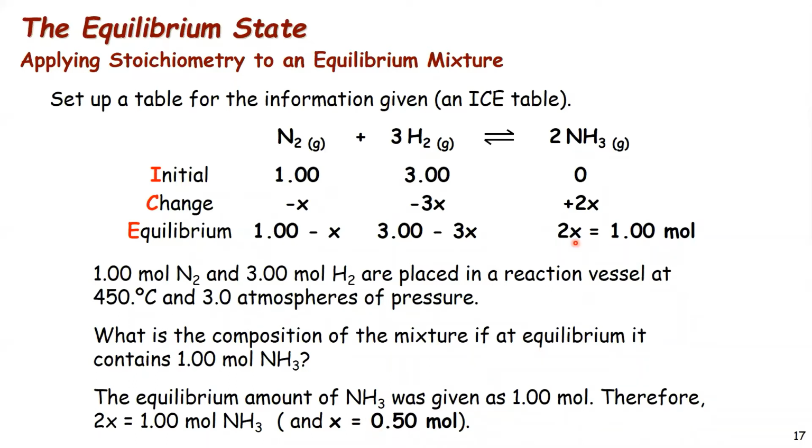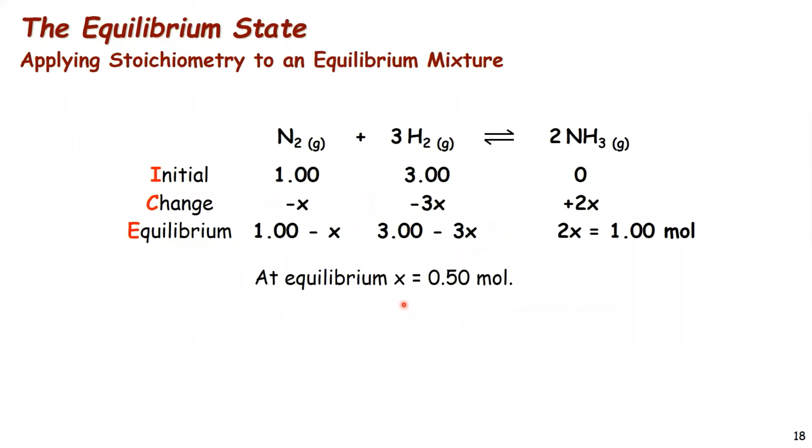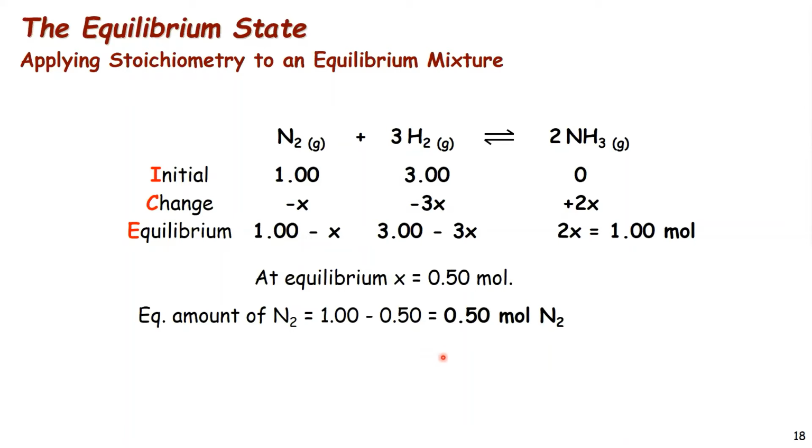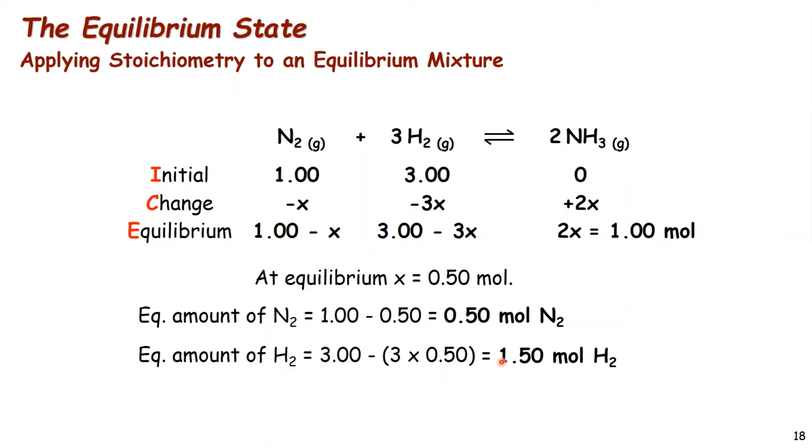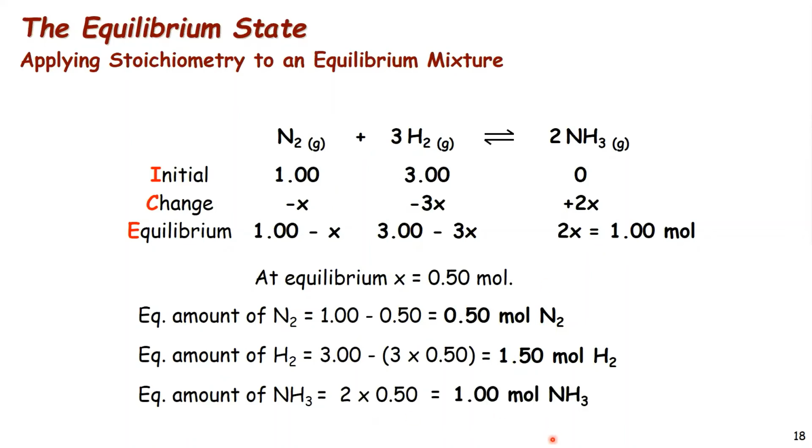Now that we know what x is, we can solve for the equilibrium concentrations of everything else. So if x equals 0.5 at equilibrium, well then 1 minus 0.5 for the nitrogen is just going to be 0.5 moles of nitrogen at equilibrium. And then 3 minus 3 times 0.5, well, that's going to be 1.5 moles of hydrogen. Now, we already knew that the ammonia is 1 mole, right? But we also know that x is 0.5, and it gives you the 1 mole of ammonia. Any questions about that?